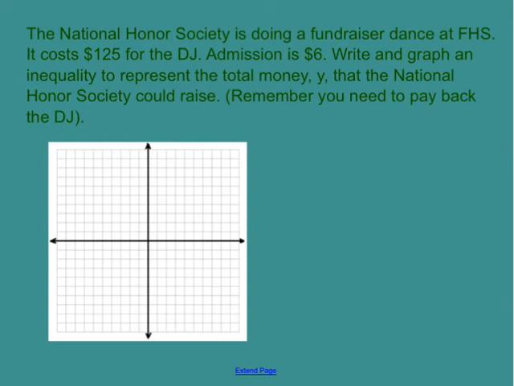All right, so let's take a look at this. The National Honor Society is doing a fundraiser dance at FHS. So it costs $125 for the DJ. And the admission is $6. Write and graph the inequality to represent the total amount of money, Y.